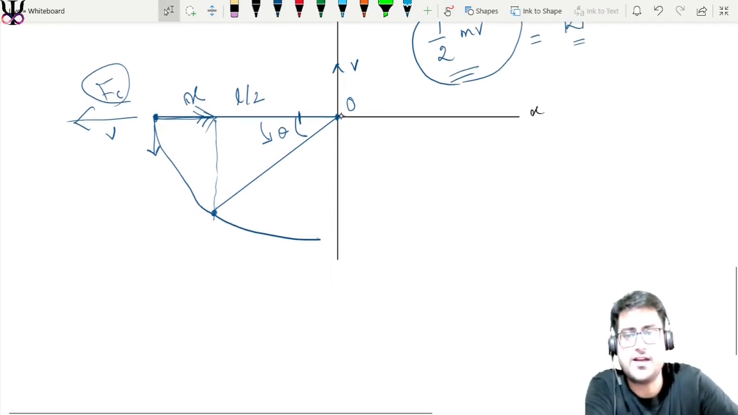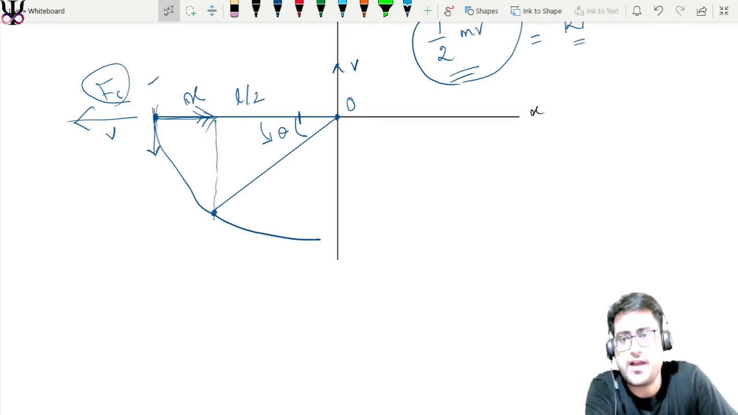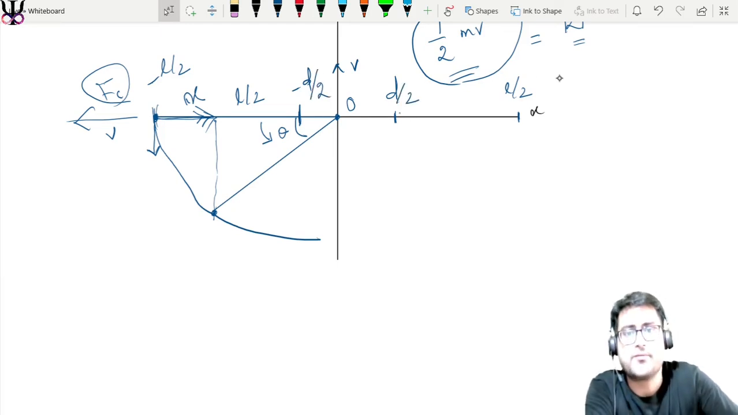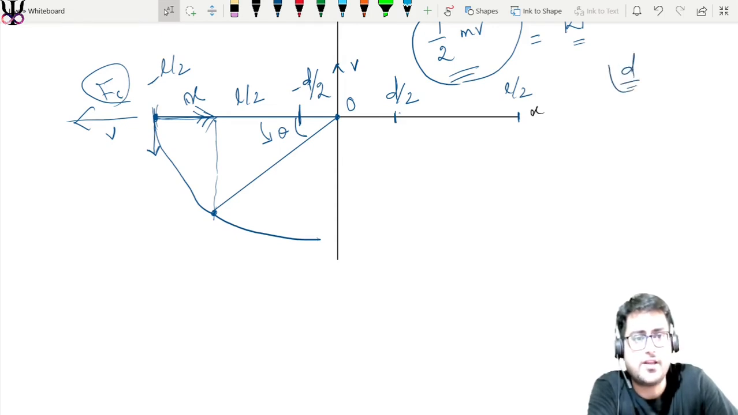Where exactly is it? It's at minus L by 2 initially. Let's suppose it comes to a point which is minus d to the left. Similarly, the other point would come to the x coordinate d, while it was initially at L by 2, right? We just solve for the left and we will find the answer, because we need to find the value of d. Let's call it minus d by 2 on the left and d by 2 on the right. What is the value of d?